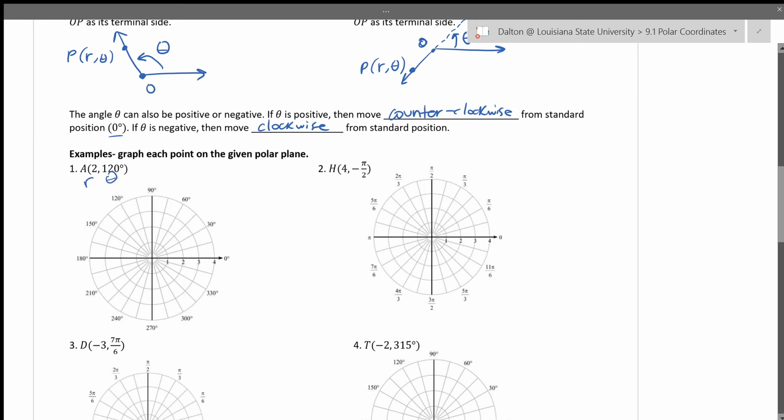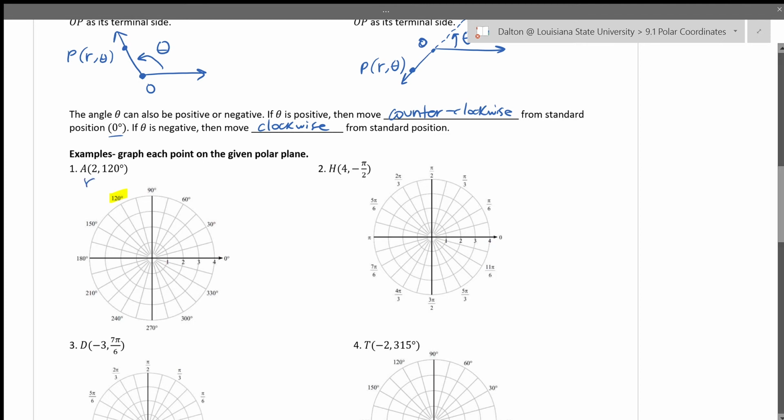Now, mentality-wise, I think it kind of depends on how your brain works. I'm going to recommend that you kind of go backwards. I personally like to find the angle first, because those numbers are a lot less, so to speak. And you'll see why in a minute. So 120 degrees is this angle here. Okay, so that means at 120 degrees, r, which is kind of like radius, right, is 2.